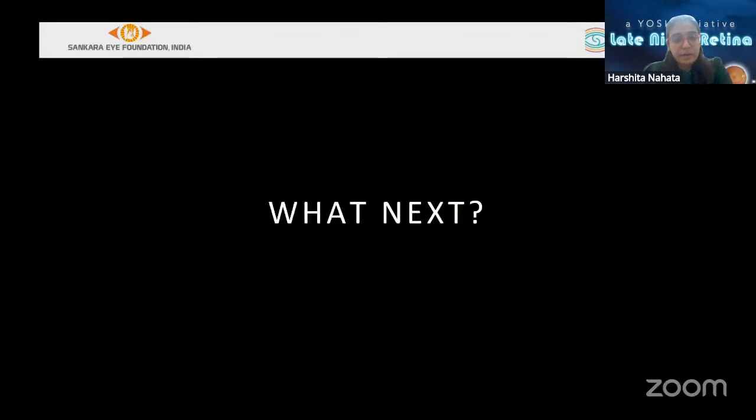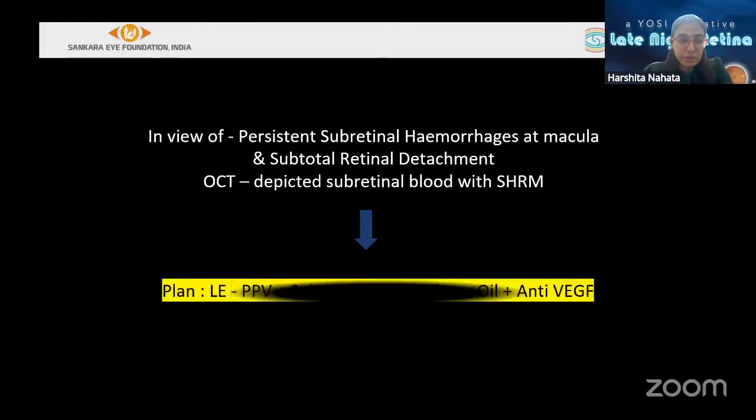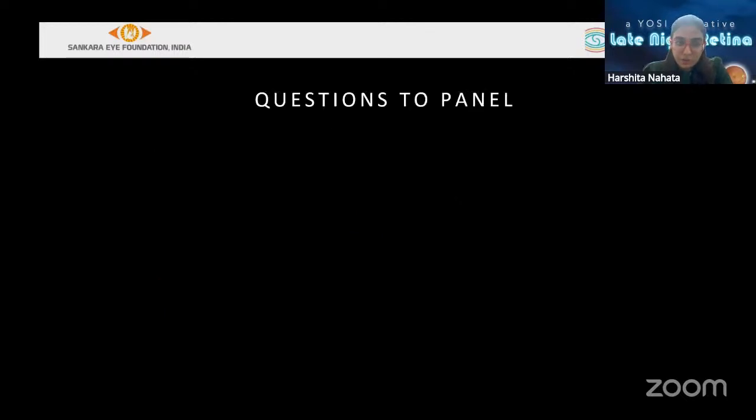Now, we then decided what next, as in should we be treating. The patient was very reluctant for surgery before this, but at this stage we explained and told him that he has to undergo surgery, and we planned for a left eye vitrectomy, and this time around subretinal TPA with the oil and anti-VEGF injection. The patient is yet to come back for follow-up after surgery, so we'll be following him up later on.